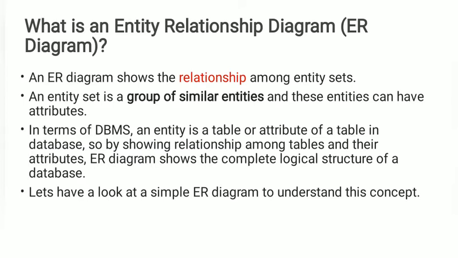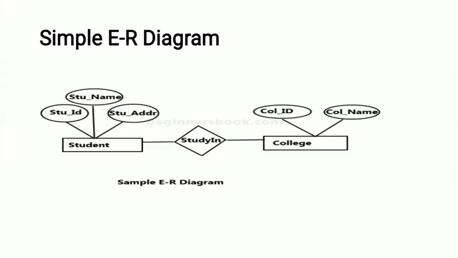Let's have a look at a simple ER diagram to understand this concept. Here is a sample ER diagram, and it shows two entities. First one is student, second one is college. Students study in college. Here the relationship that exists is study. Student has three attributes: first student ID, second student name, third student address. And the college entity has two attributes: college ID and college name.